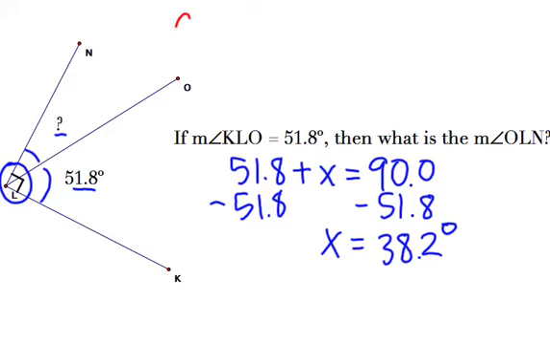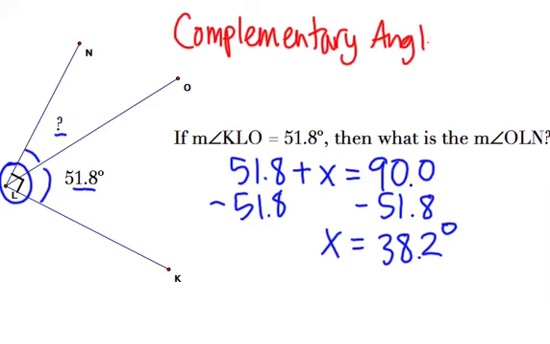Okay, so just like the other ones were called supplementary angles, this also has a name. These are called complementary angles. And so those are angles, 2 or more angles, that add up to 90 degrees.